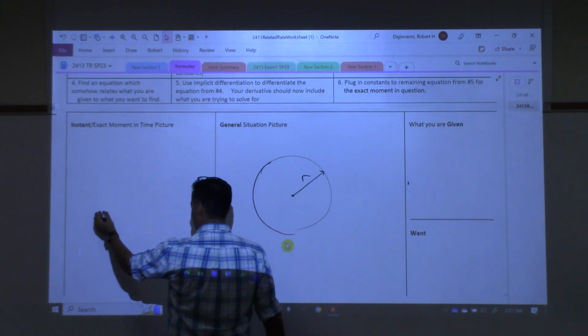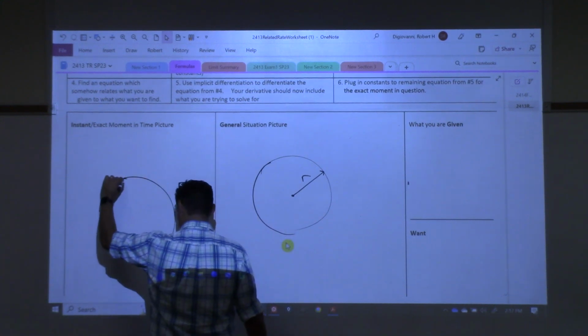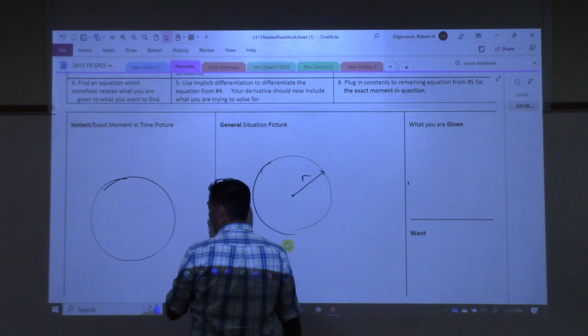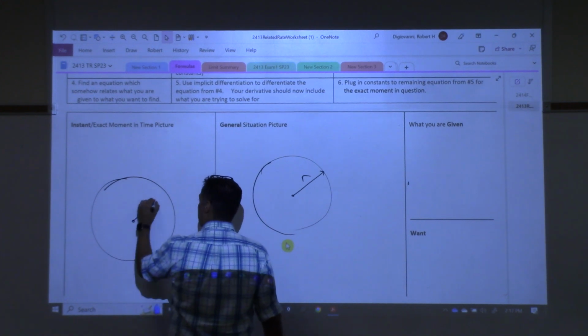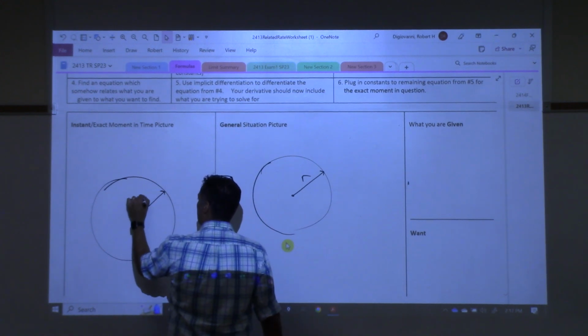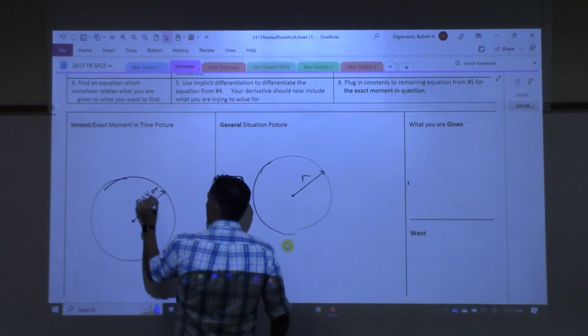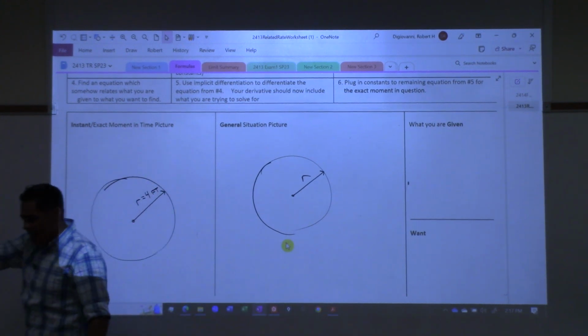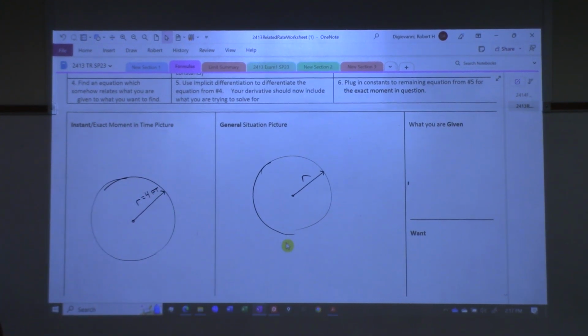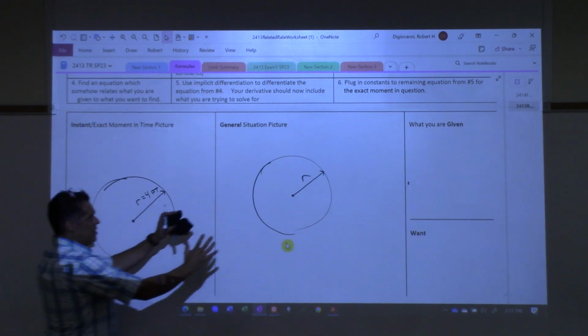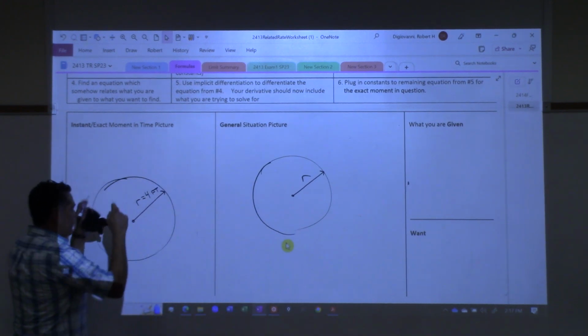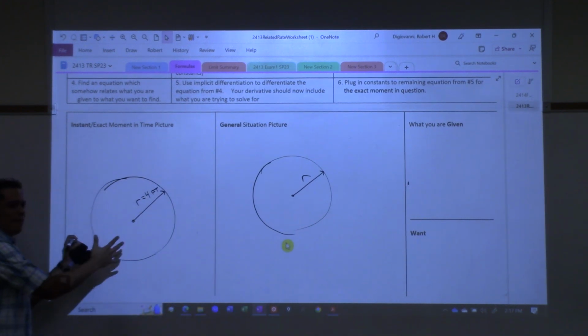We want to know how fast the area was growing when the radius is 4 feet. So when this radius is 4 feet, that's the instant I'm talking about. At that instant, how fast was the area growing? So my general picture, everything's moving, and then I take a picture right here at that moment. I want to know how fast the area was growing.